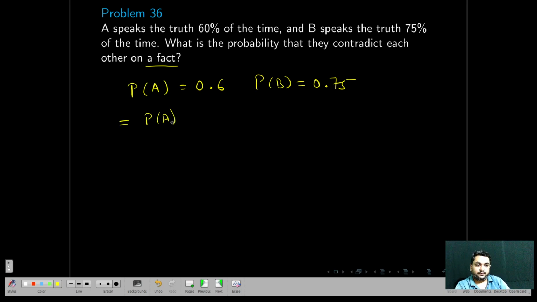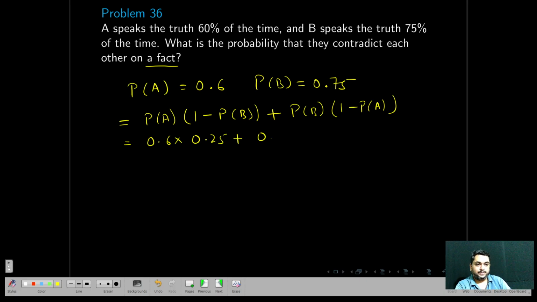If A says the truth, then B has to say it as incorrect. Or if B says it correct, then A has to say it as incorrect. So P of A is 0.6 into 1 minus P of B, which is 0.25, plus P of B is 0.75 into 1 minus P of A, which is 0.4. So this comes out to be 0.45. I hope you understood this.